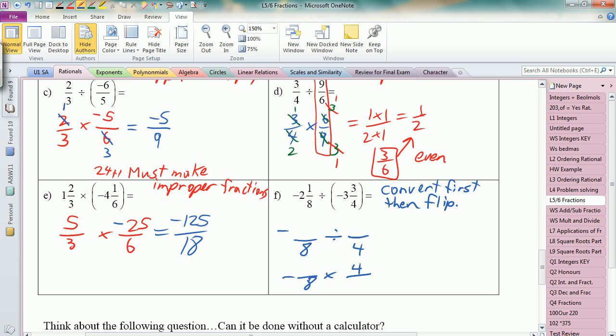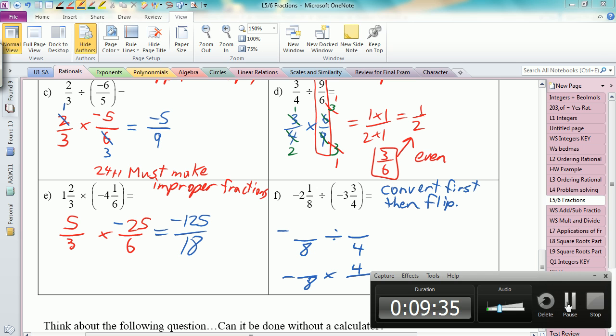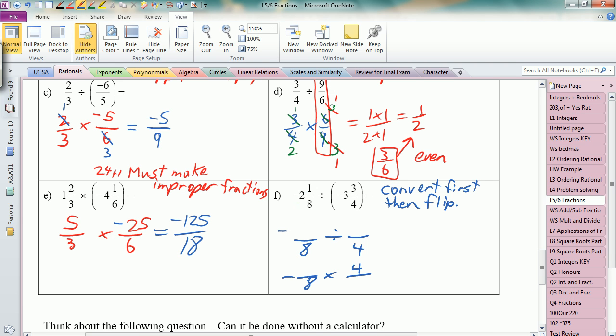Go. Okay, so 2 times 8 is 16, plus the 1 is 17 over 8. 3 times 4 is 12, plus the 3 is 15. And don't forget your negative signs, just go down. Okay? So then when you flip, it should be 17 over 8 times 4 over 15. I always like my negative signs up top.